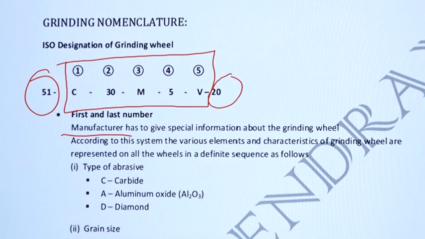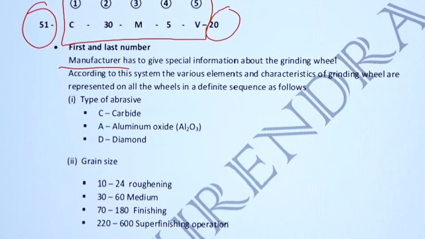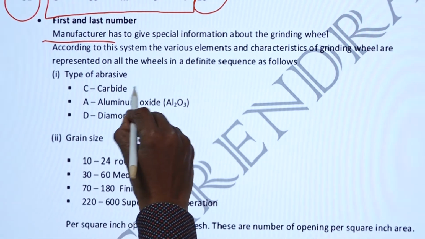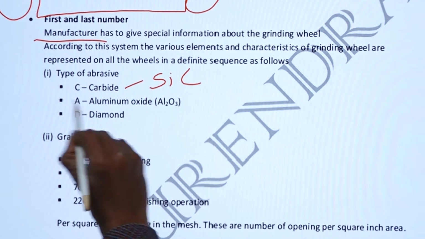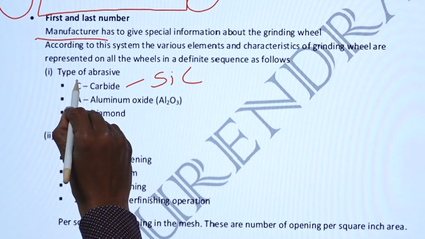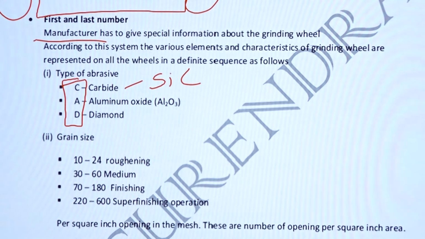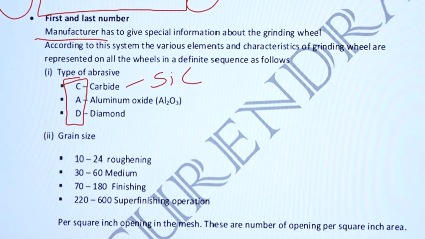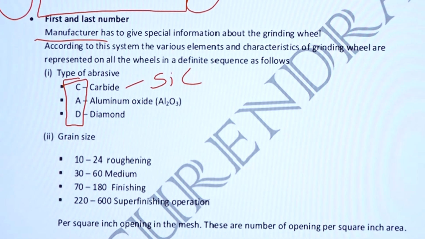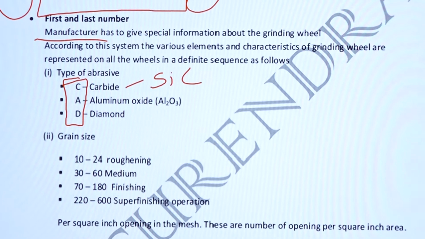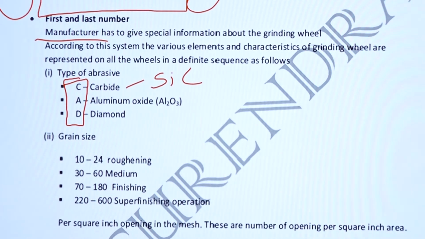First, types of abrasive. We have silicon carbide, aluminum oxide, and diamond. So CAD, you can easily remember CAD types. Among these, any one abrasive can be used. It is notated as C for carbide, A for aluminum oxide, and D for diamond.